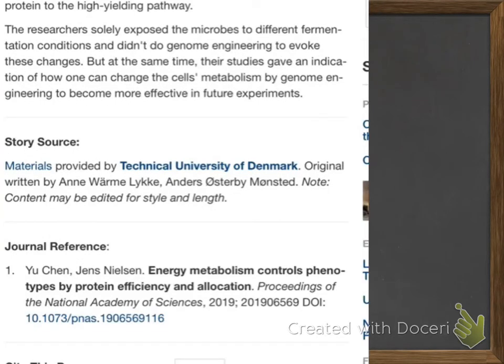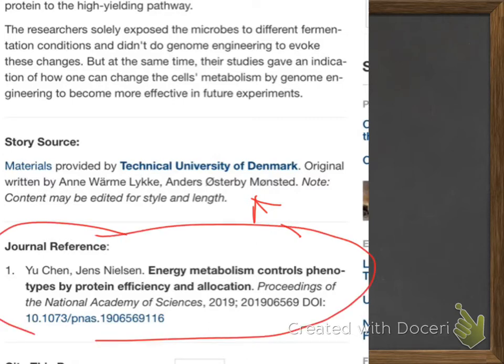This is the last paragraph of the article, and I included it partly so that you can see that every Science Daily article is going to have a source listed, and it's going to have a journal reference. This is the scientific magazine that this research was originally published in.